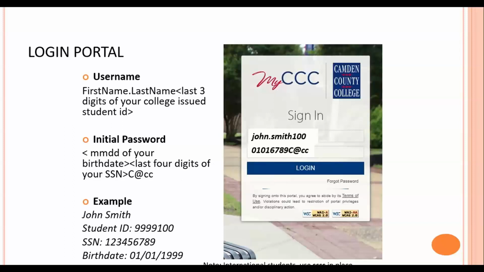I do want to also point out that if you are an international student, if you don't have a social security number, you can just replace those last 4 digits of your social security number with 4 lowercase s's. So it would just be SSSS in place of that 6789.